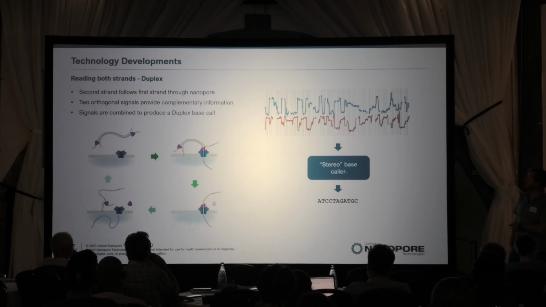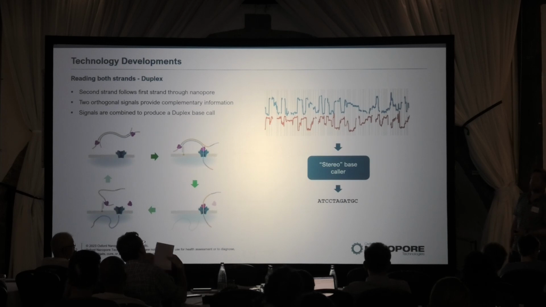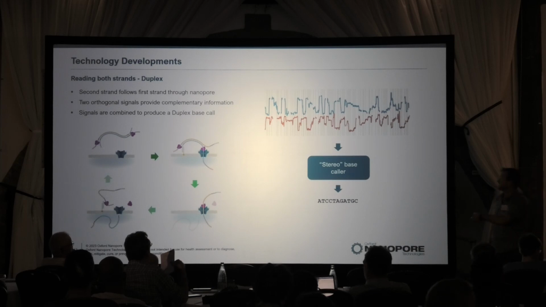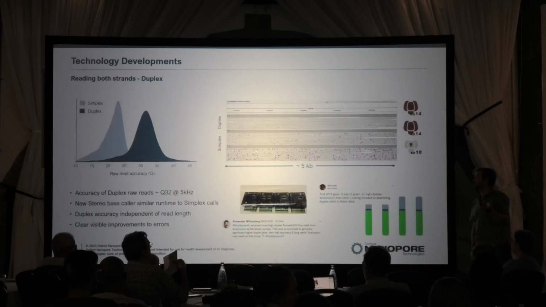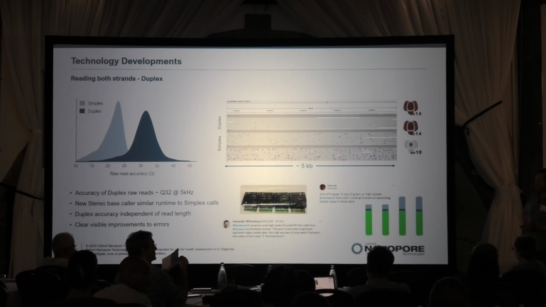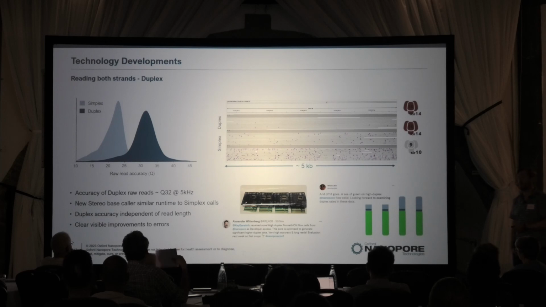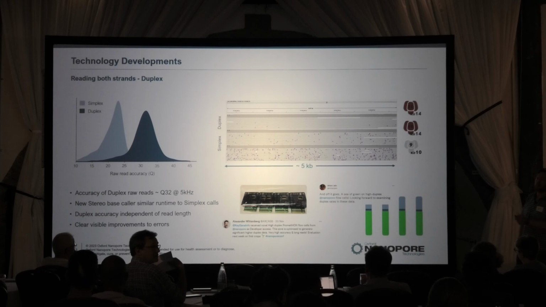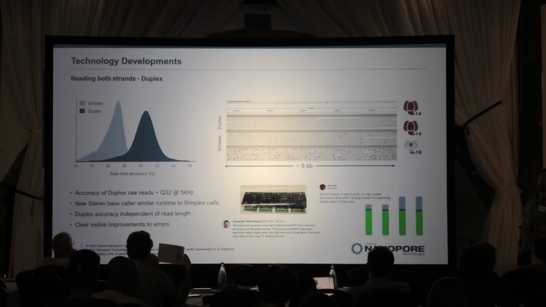And with our new stereo base caller algorithm, which essentially uses both of those strands in one go to work out what the DNA sequence is, we can now get Q32 accuracy. For those that aren't familiar with Q-scores, that's less than one error in 1,000 bases from a raw read, single molecule DNA sequence. If you look at consensus accuracies and pile things up, then that Q-score will go even higher. But for raw read, single molecule accuracy, we are now above Q30.